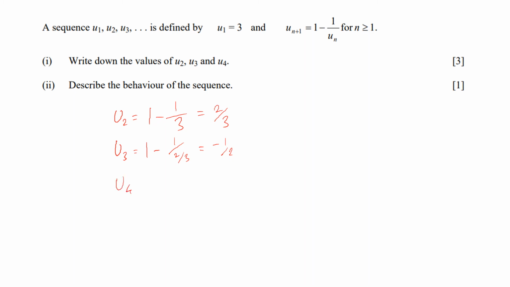And our fourth term is going to be 1 minus 1 over minus a half, which gets you back to 3. And then obviously it'll repeat, it'll go 2 thirds, minus a half, 3. So the behavior of our sequence is that it is periodic. That's enough to get you the mark, but you could say it's got order 3.